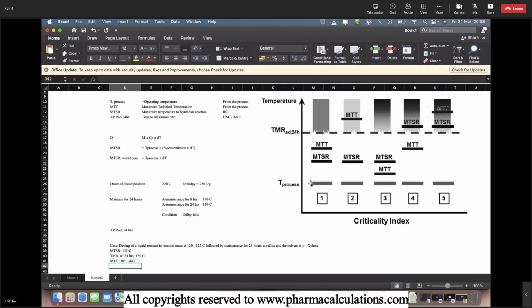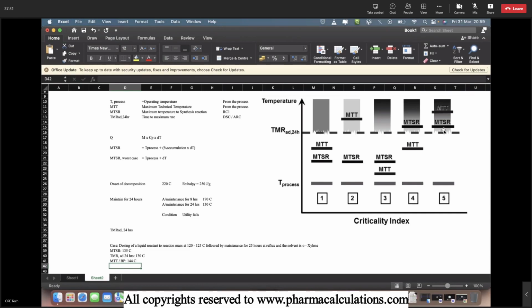So here is this criticality index. In all the cases the operating temperature is going to be the least value, and then the next least value is TMR ad 24 hours. It is nothing but 130 degrees, and as you can see, in class 5 we found it. I mean, the next least temperature is going to be TMR ad 24 to this T process. So here it is, and the next least is MTSR. So it is 135 degrees centigrade. So this is similar to class 5.